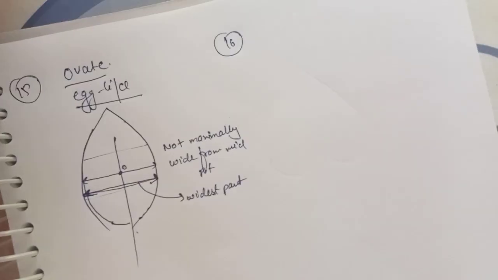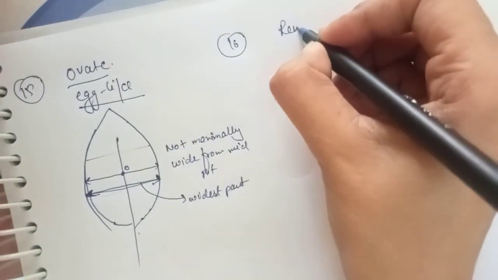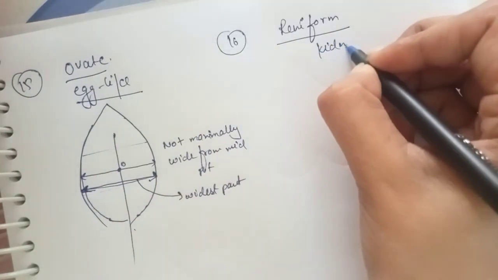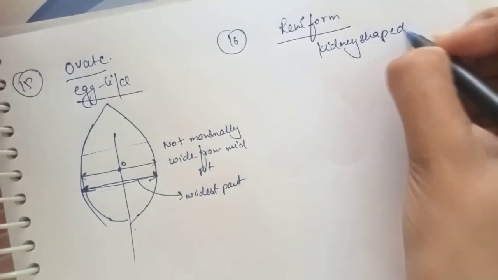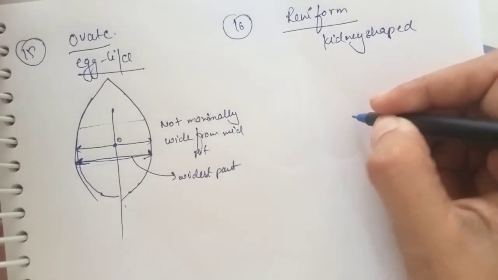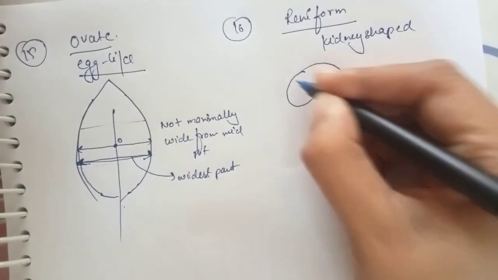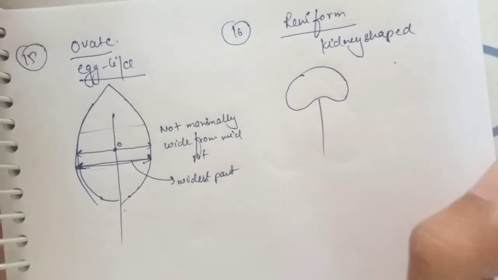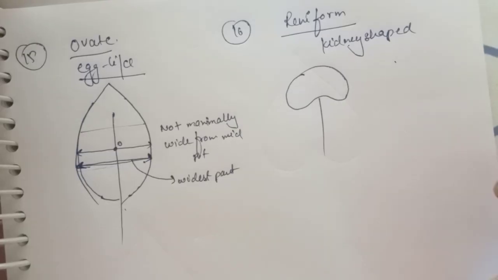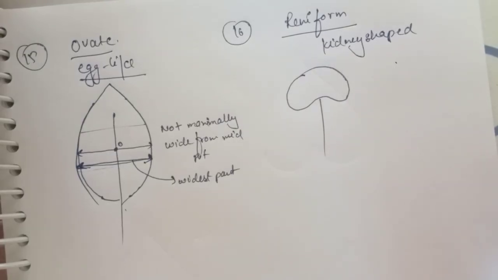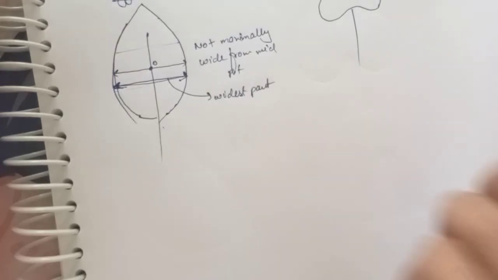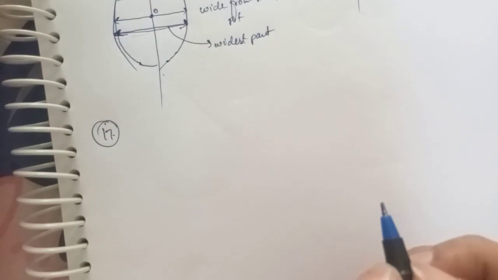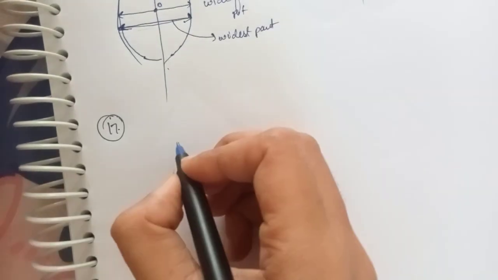Now the next shape is reniform. Reniform, as the name suggests, is a kidney shaped leaf. If I draw a kidney and then this is the petiole, more or less. It can be dentated, it can be serrated. We'll talk about differences, or what is a dentate leaf, what is a serrated leaf. Just keep watching it till the end.